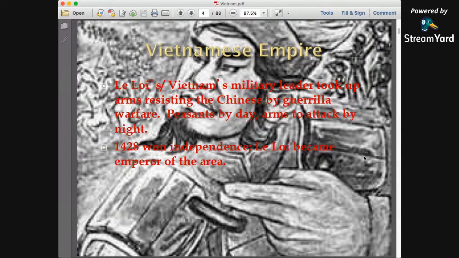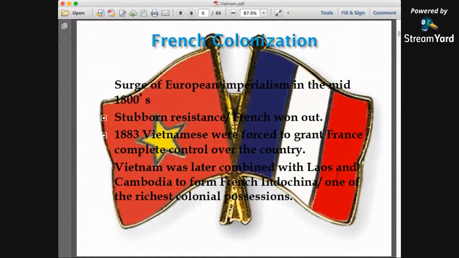What's interesting is this is the aspect that we're going to see later on, in the vocabulary term. And if you want to write this down, you can. The Viet Cong, and the Viet Cong would be peasants by day, soldiers by night. In 1428, Le Loi won independence, and he became the first emperor of the area. However, it was kind of a short-lived situation.